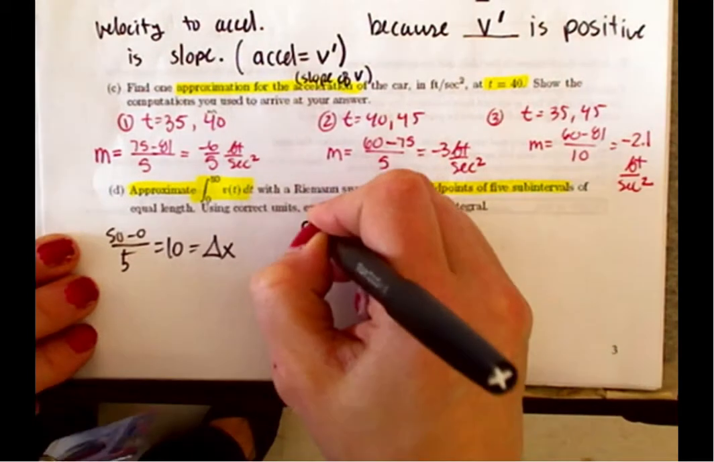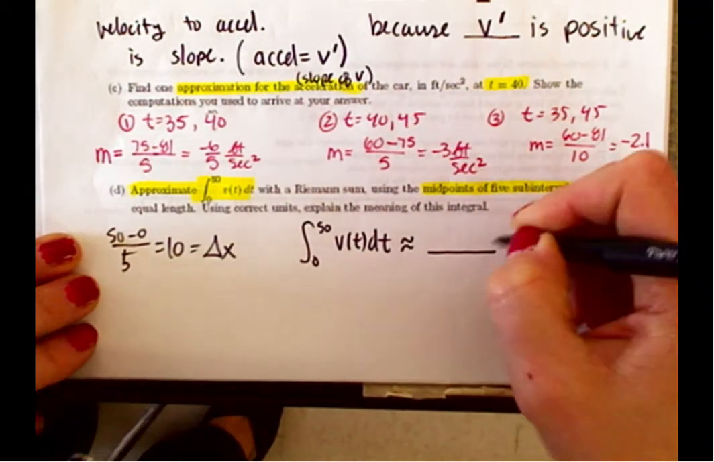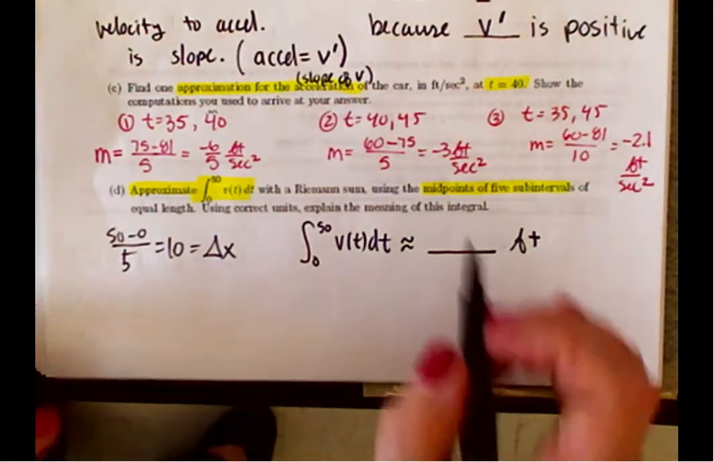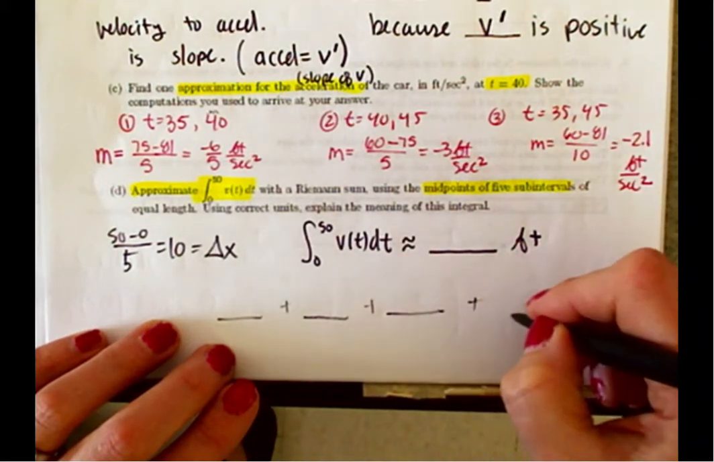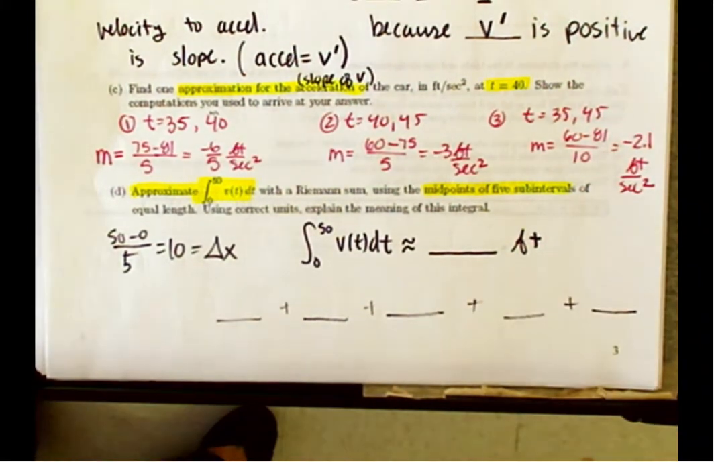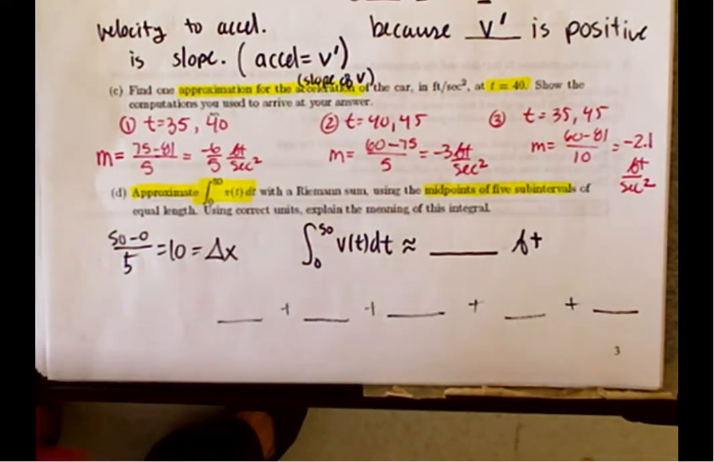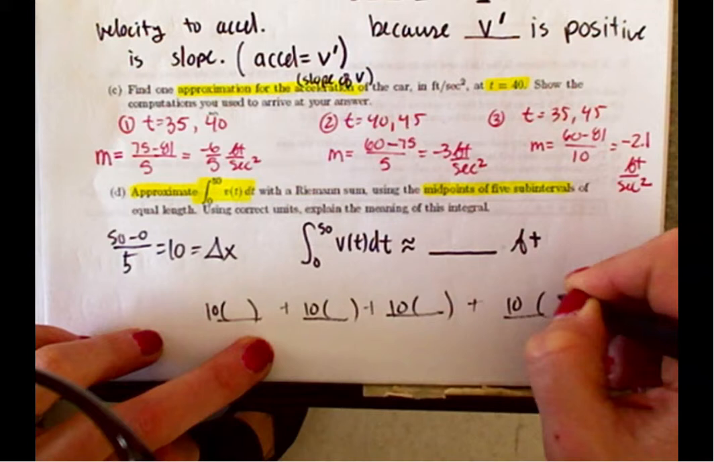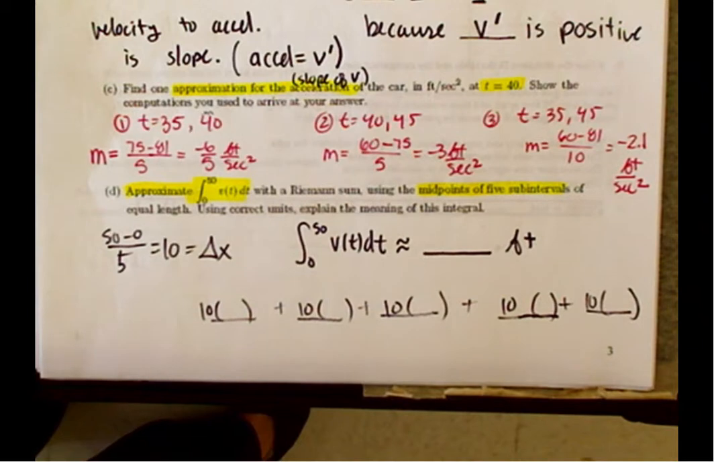The definite integral of velocity will be approximately something feet, because I can already multiply my units. Now I need 5 rectangles: 1, 2, 3, 4, 5. I have 5 rectangles. Now I have a delta x because they said equal, so that's 10. 10 times, 10 times. Remember, your delta x's don't actually have to be the same, just based on the divisions in the table.